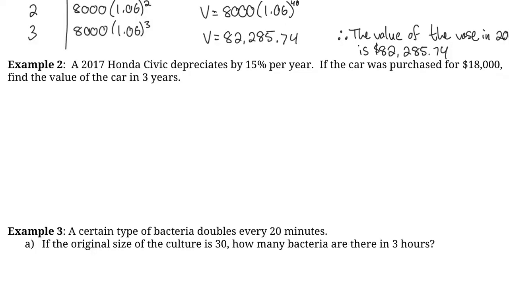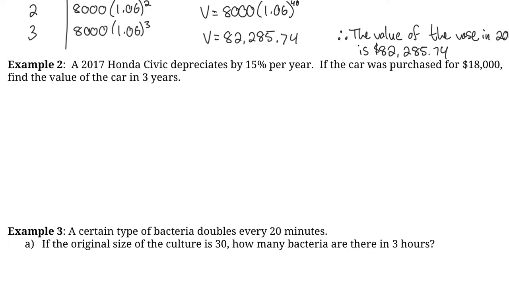So here's our next problem. A 2017 Honda Civic depreciates by 15% per year. If the car was purchased for $18,000, find the value of the car in 3 years. So since the value of the car is going to depreciate every year, that means this is an exponential decay problem. So let's actually try this without even making a table of values this time.